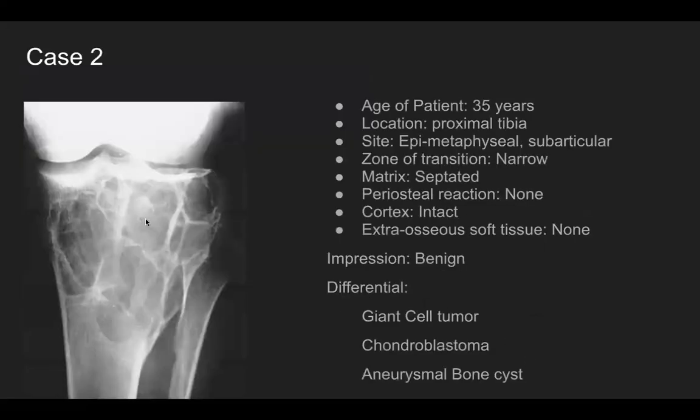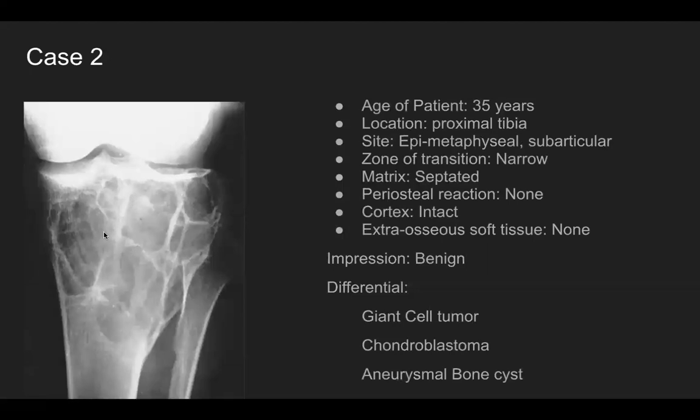Now, this is case 2. This is an expansile lesion in a 35-year-old female. It is involving the proximal tibia, and it is epimetaphyseal, that is, it is involving both the metaphysis and the epiphysis. It is subarticular. The zone of transition appears to be narrow. The lesion is trabeculated, giving a soap-bubble appearance. There is no periosteal reaction. The cortex is intact, and there is no extraosseous soft tissue component.